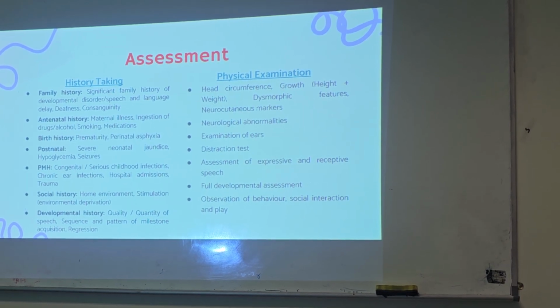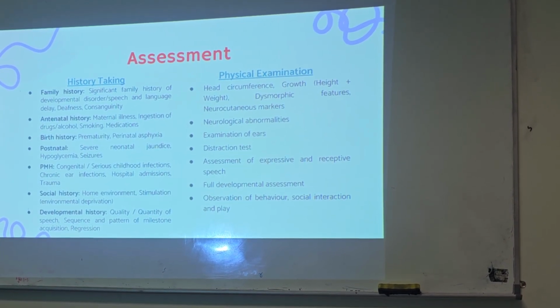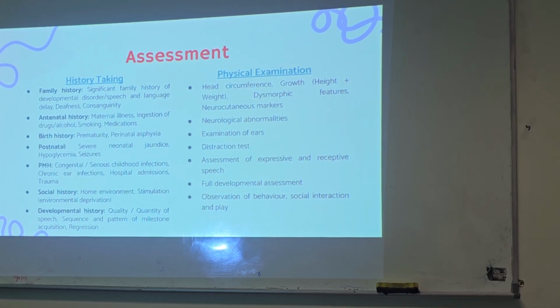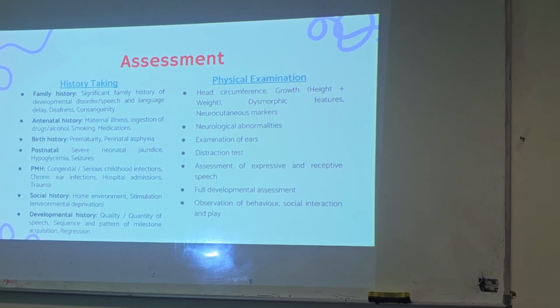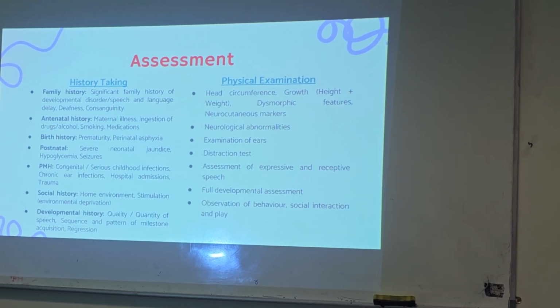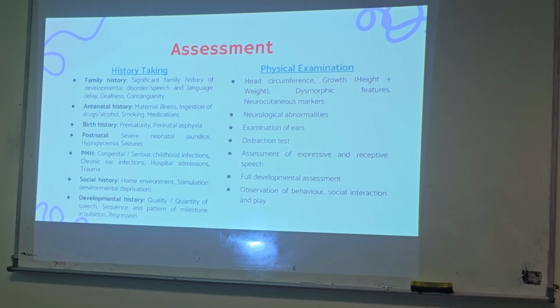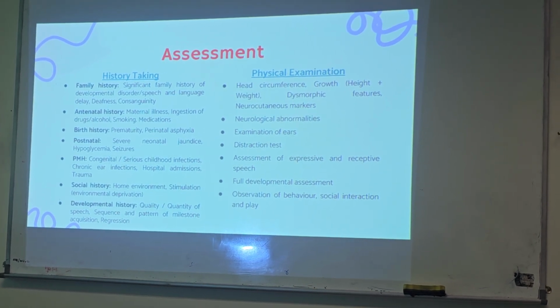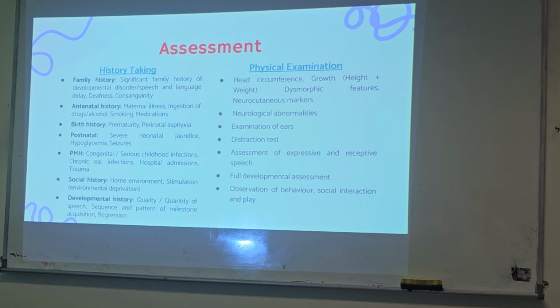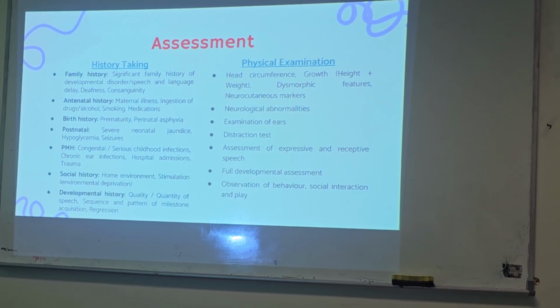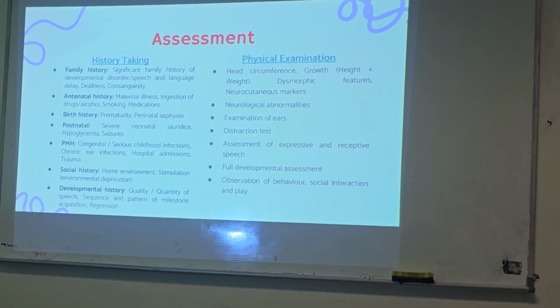As for birth history, you would like to find out about prematurity or perinatal asphyxia. Asphyxia is a condition where there is a lack of blood flow and oxygen, and this can impair the development of the child further on. Then for postnatal, you also like to find out if there is severe neonatal jaundice, hypoglycemia, seizures, and then for past medical history, find out about any serious childhood infection, especially chronic ear infection, any past hospital admission or trauma.